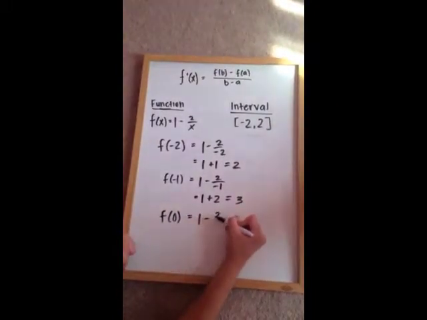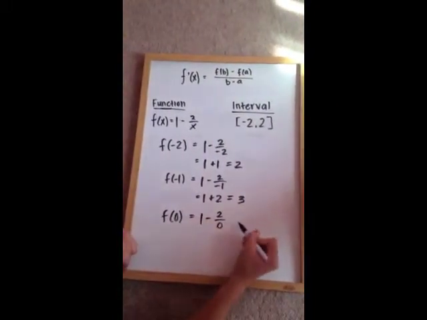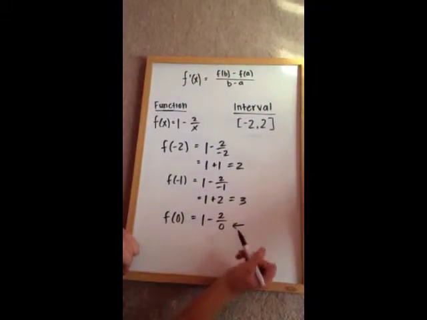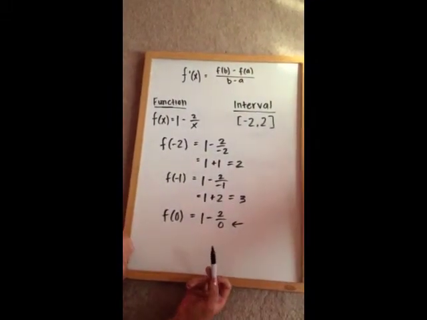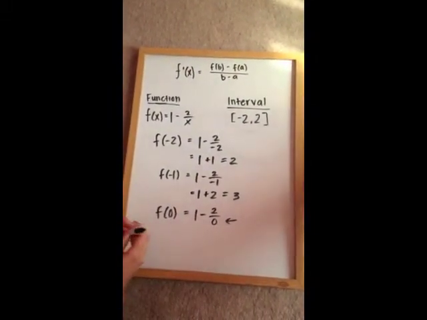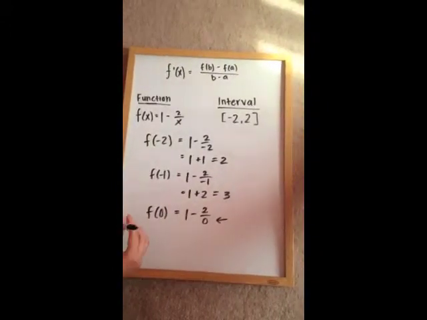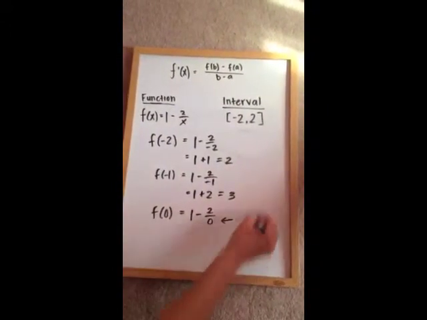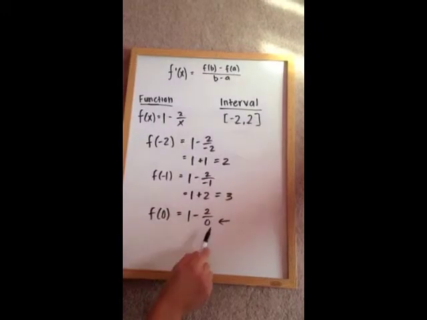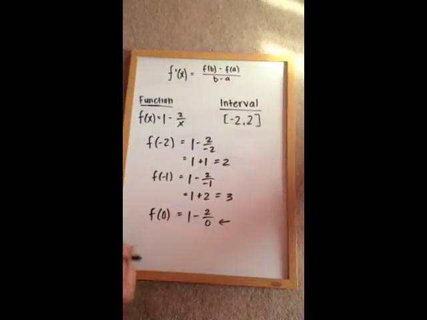1 to 0. 1 minus 2 over 0. You cannot have a 0 in the denominator, so therefore the mean value theorem cannot be applied to this function, and it is discontinuous on this interval because 0 does not apply.